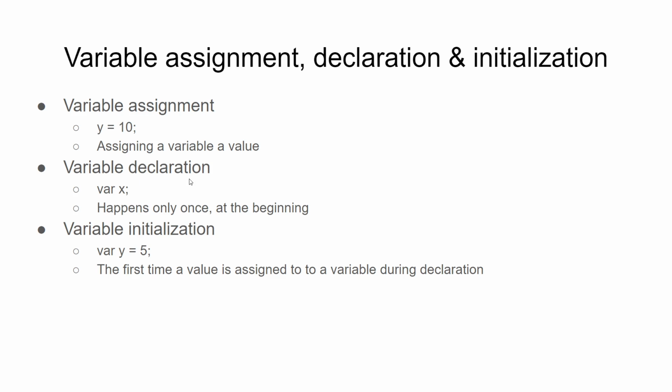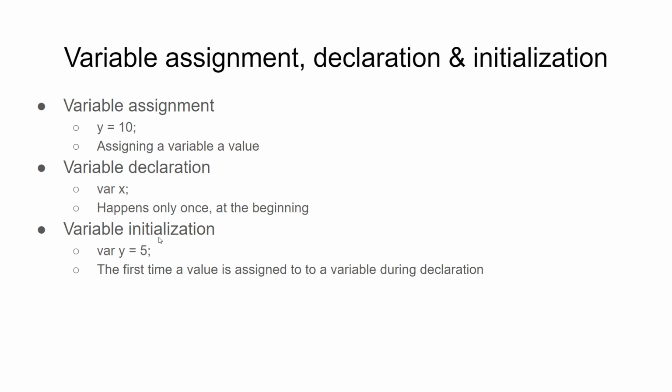Variable declaration means that for the very first time you are referring to a variable name, you have to say var x, and this only happens once. You cannot declare a variable that is already declared. It's also possible to say x without the var and it will still be declared, because JavaScript implicitly assumes that it's a variable. But it's always good to declare a variable using the var keyword.